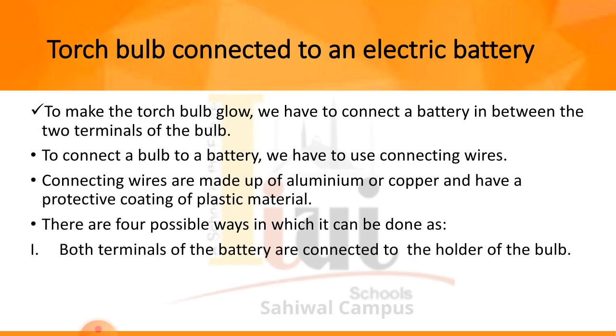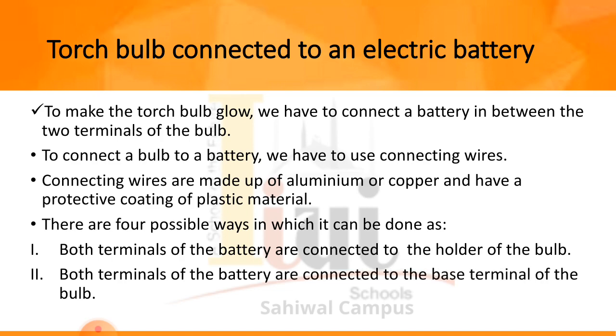First, both terminals of the battery are connected to the holder of the bulb, as shown in circuit A on page number 135. You can see that if both the terminals of the battery are connected to the holder of the bulb, there is no flow of current, as it is an incomplete circuit and both the wires are connected to the same terminal. So there is no flow of current.